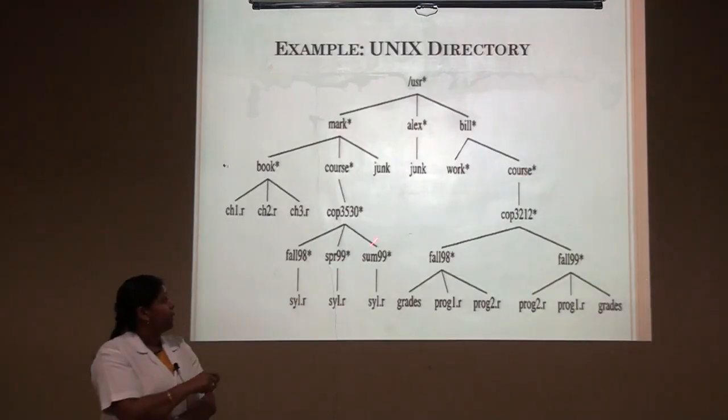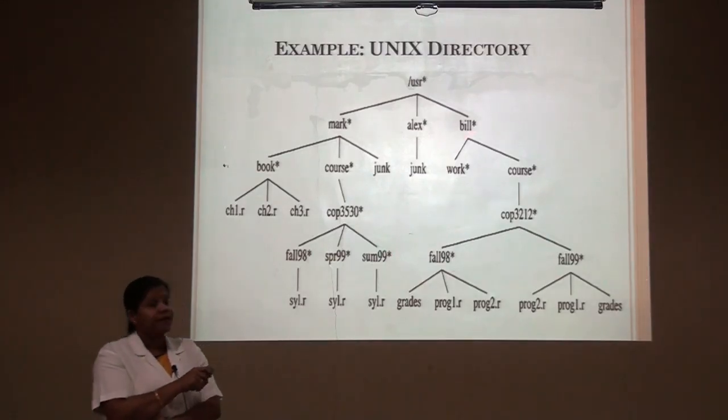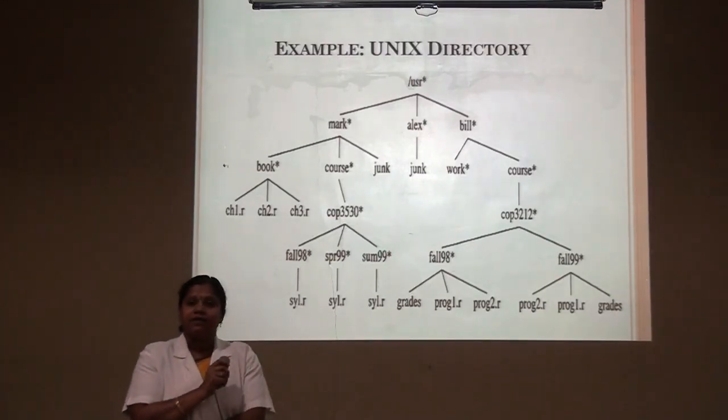Then this is one real-time example of binary search tree implementation. The Unix directory is made up of using the binary tree data structure.